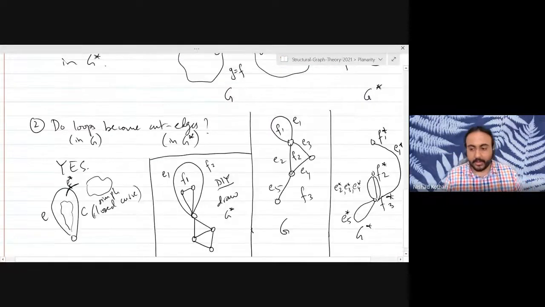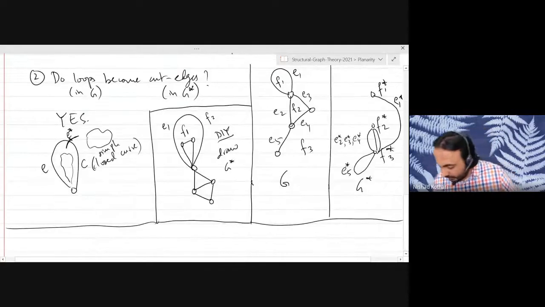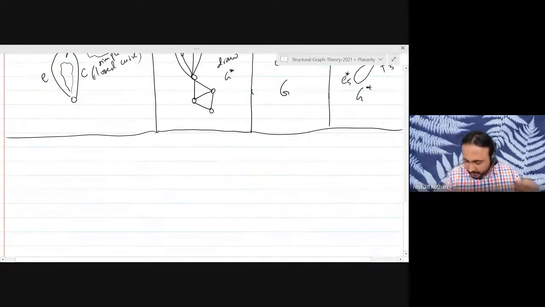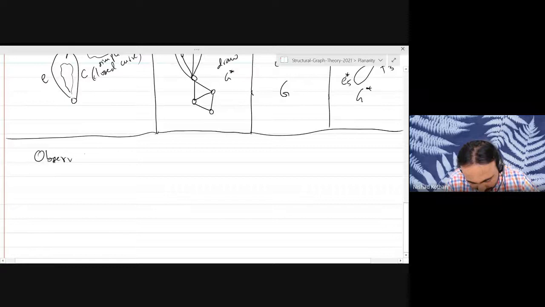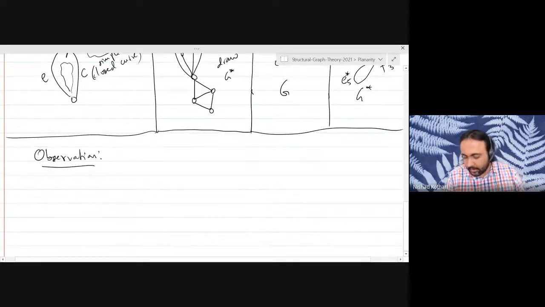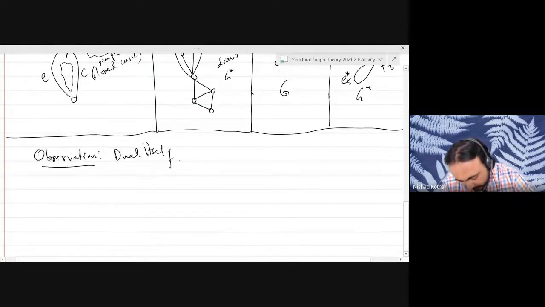All right. So we're already at 12:50. Let's see. I just want to make one last observation, and I want you all to try it on your own. We defined the dual as an abstract graph, but actually the dual itself is a plane graph. The dual itself is a planar graph.